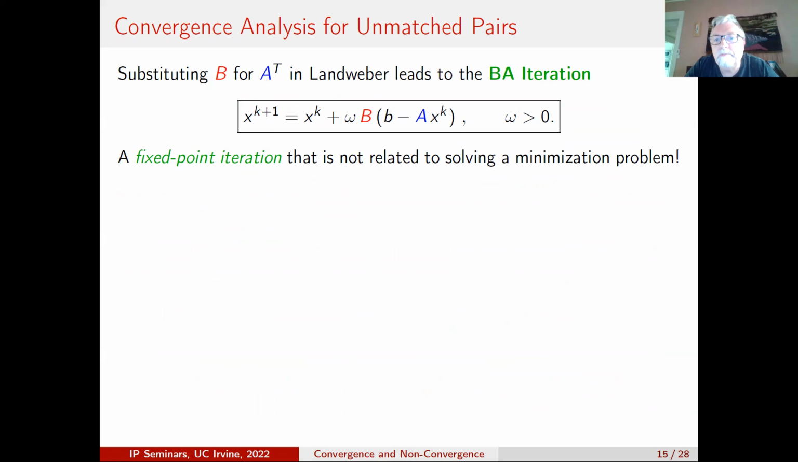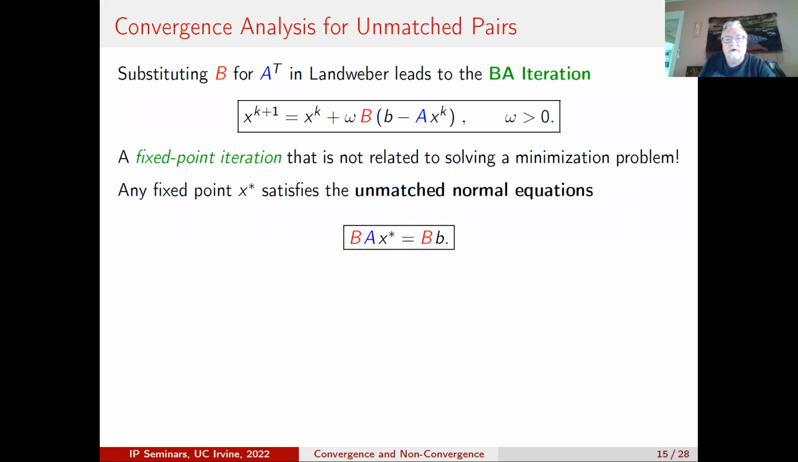This is what we refer to as a BA iteration. That's just a name we came up with. Now, this is not related anymore to solving a least squares problem. It's not related to an optimization problem. It's a fixed point iteration. So, of course, what we need to ask is what's the fixed point of that iteration? And it turns out that it's a solution to what we call the unmatched normal equation. So that's what you got to do. Whenever you see A transpose, you plug in your B instead. Okay, so what can we say about this?